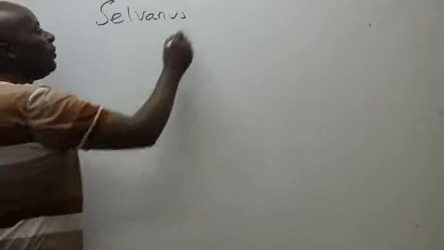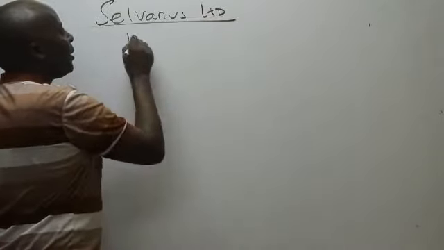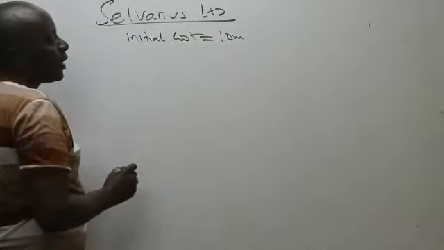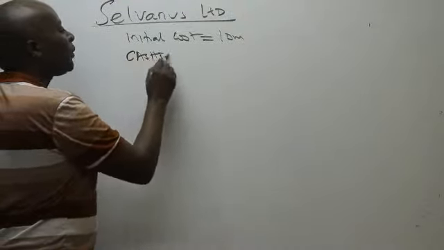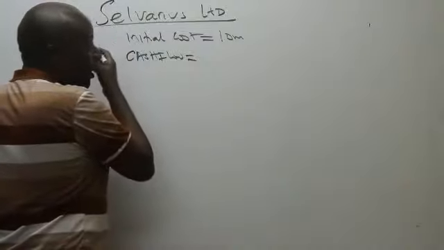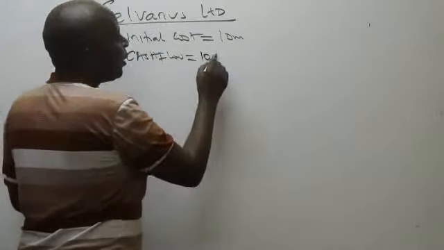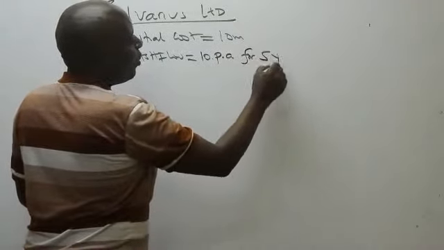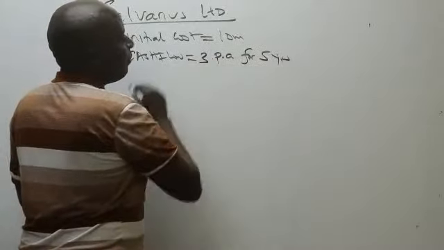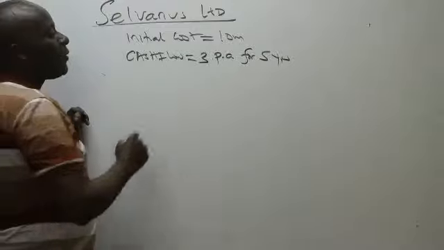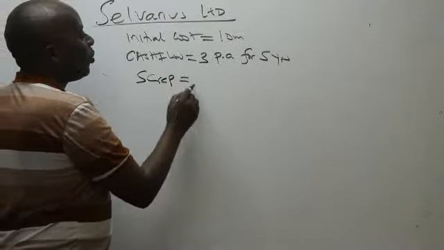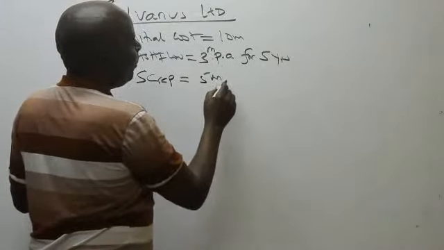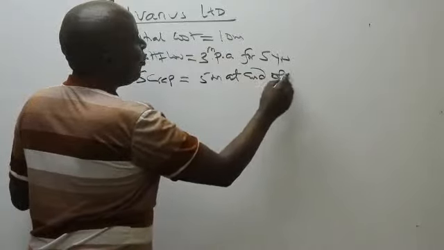So we have Silvanus Limited here. Silvanus Limited is entering into a project whose initial cost is 10 million. And then we have the cash flow, which is 10 million per annum for 5 years. Then there is scrap, which is Kenya shillings 5 million at end of year 5.